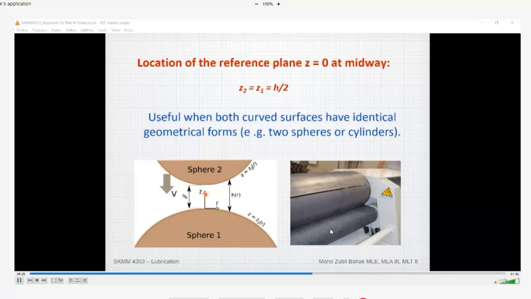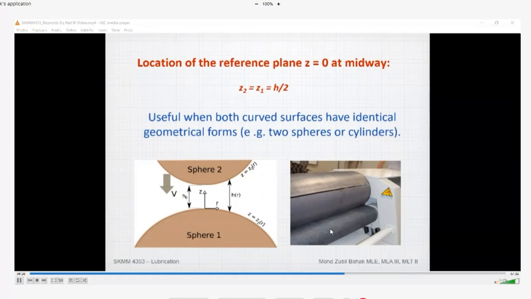But as we mentioned in the class, we are more concentrating on the hydrodynamic. This equation is suitable for what we call the elastohydrodynamic lubrication type of bearing, but our concentration is more towards the hydrodynamic lubrication bearing.